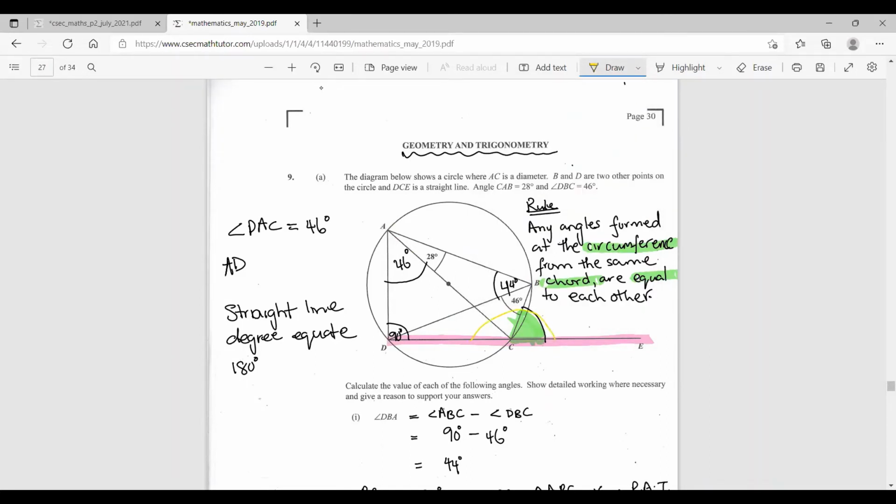In order for us to find the part in green, we need to know about the part in red, in yellow. Everybody's with me? All right. So in order for us to find the part in green, we need to find the part in yellow. In order for us to find the part in yellow, we apply another rule, a rule that talks about a cyclic quadrilateral.